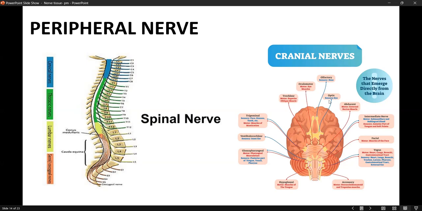So like the olfactory nerve and optic nerve, these are purely sensory nerves, whereas there are a few like the oculomotor nerve and trochlear nerve, which carry only motor impulses. While there are a few cranial nerves which carry both motor as well as sensory, like the trigeminal nerve, the facial nerve, the vagus nerve, and glossopharyngeal. These are mixed nerves which carry both sensory and motor fibers. So in that way, cranial nerves are a little different from how the spinal nerves are organized.